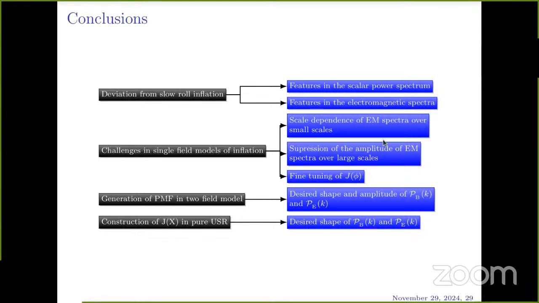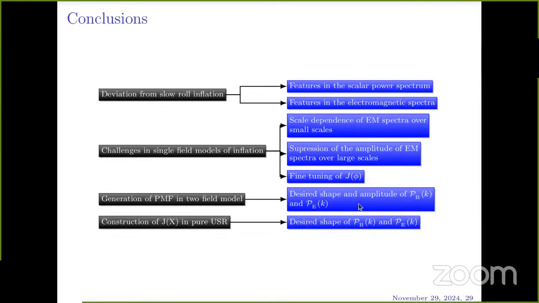To overcome those challenges, we have to extremely fine tune the coupling function for single field models. However, that is also not sufficient to overcome the challenges. So we have proposed two ways to overcome them. One is by changing the model. We have worked with the two field models of inflation, which we saw gave us the desired shape and amplitude.